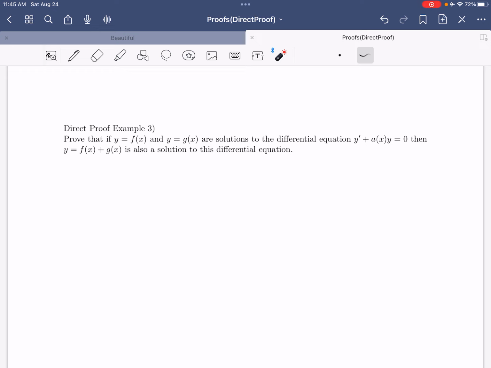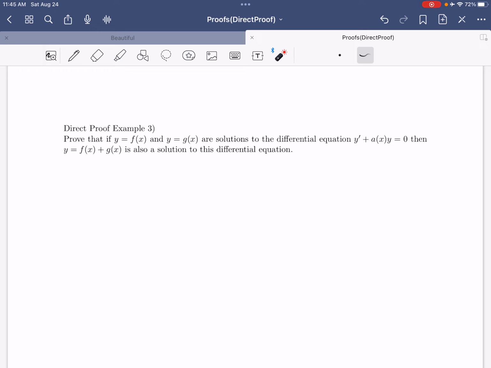Now, depending on when you're engaging with this video, you may or may not know what a differential equation is. What's interesting about this example is that you don't necessarily need a deep understanding of what a differential equation is or how to solve differential equations to understand how to do this proof, as long as you understand what it means to be a solution to an equation.